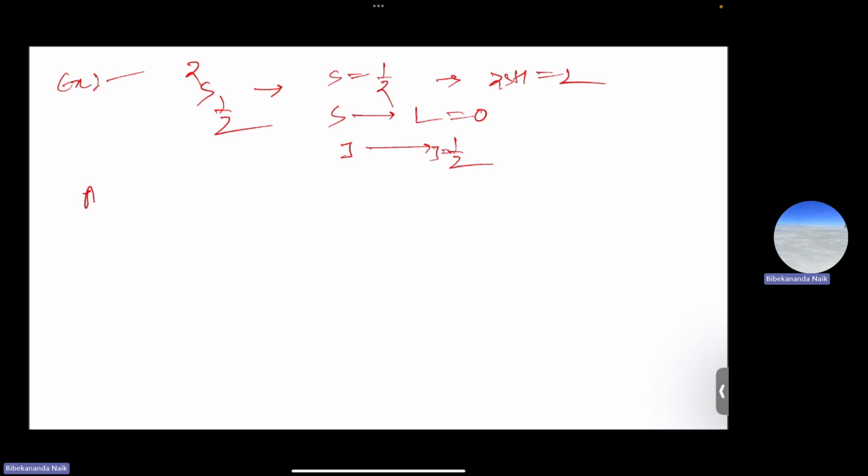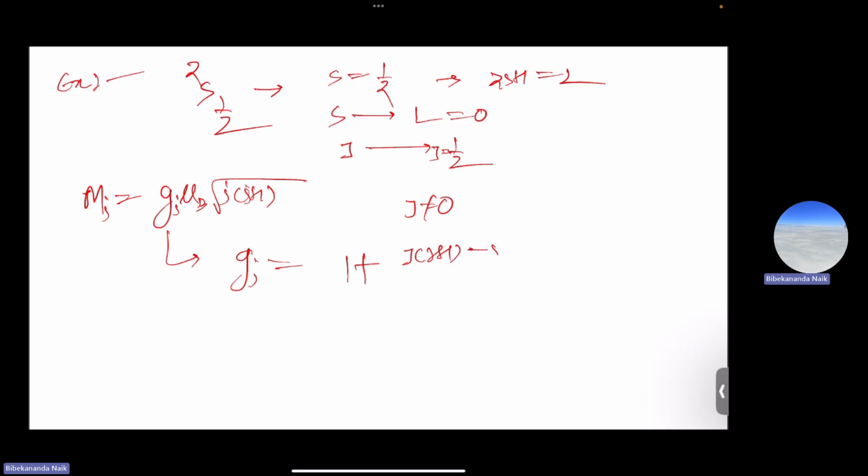So first, if you see the formula, it is mj = gj mu_B root over j into j plus 1. Since j is not equal to 0, we first need to find out the value of gj. So gj is 1 plus [j(j+1) minus l(l+1) plus s(s+1)] divided by 2j(j+1). So we need to first calculate the value of gj, and then if we put the value of gj in this expression, we will get the value of the total magnetic moment.